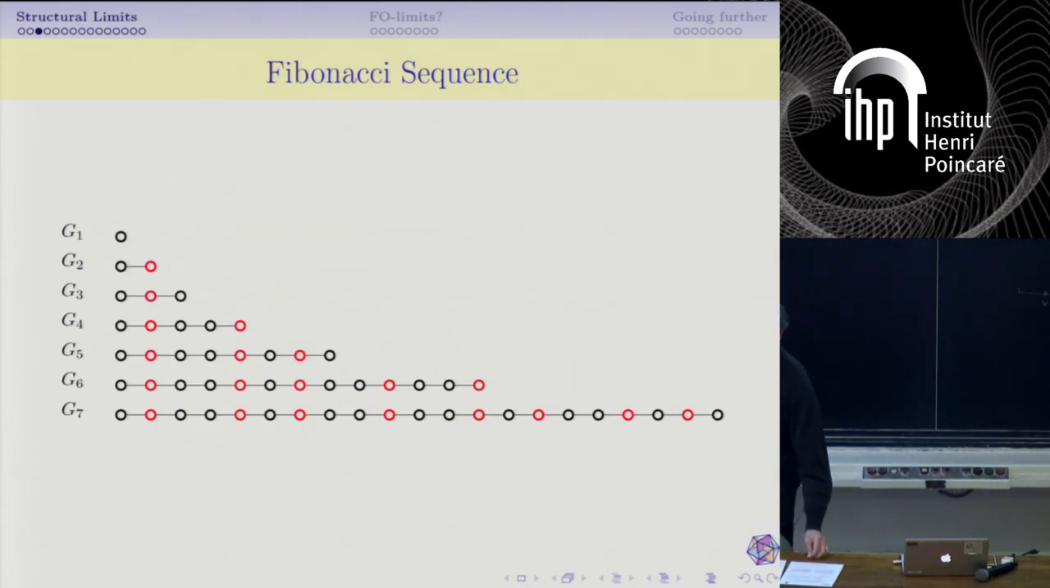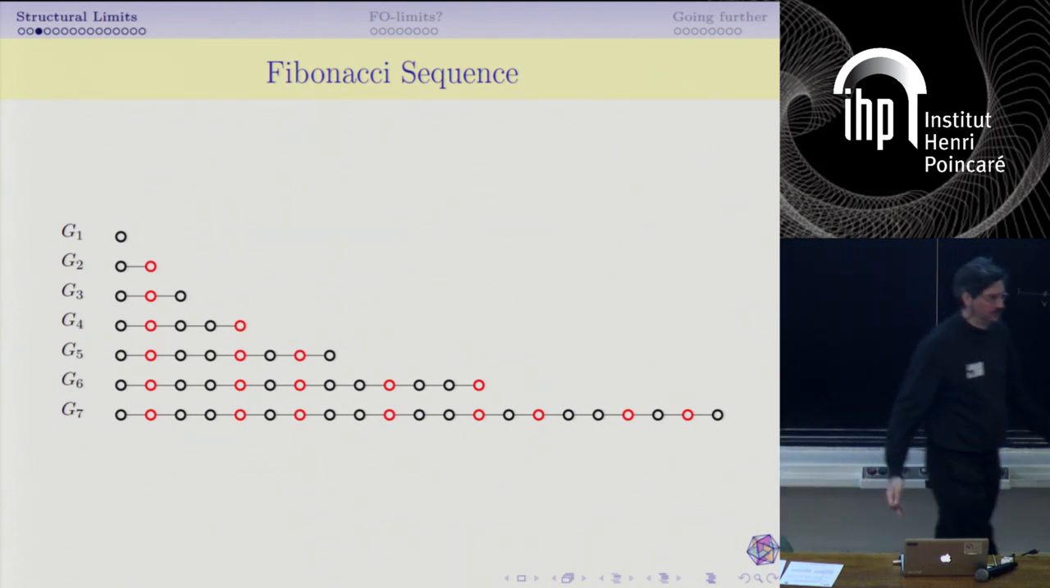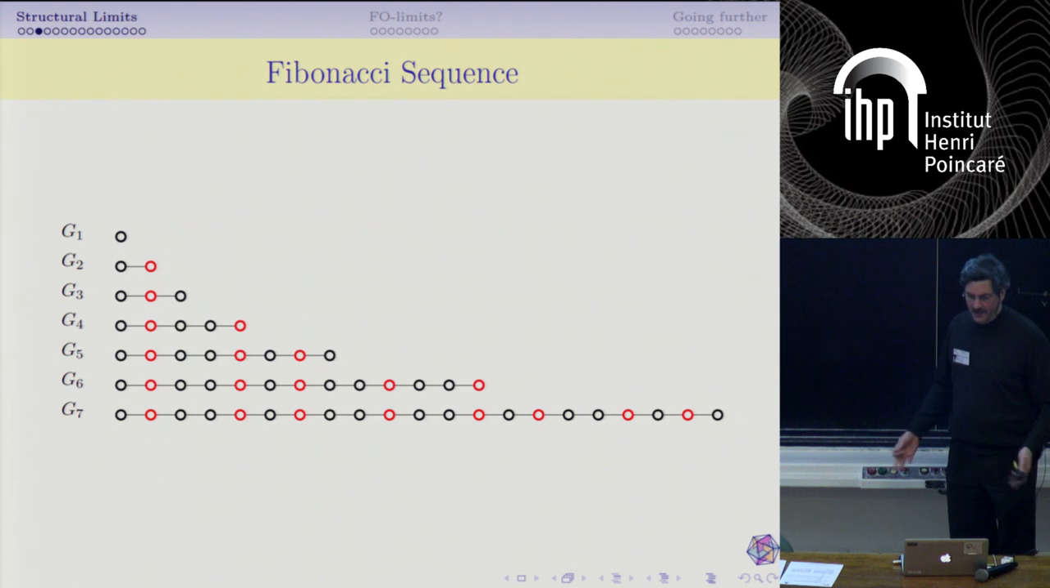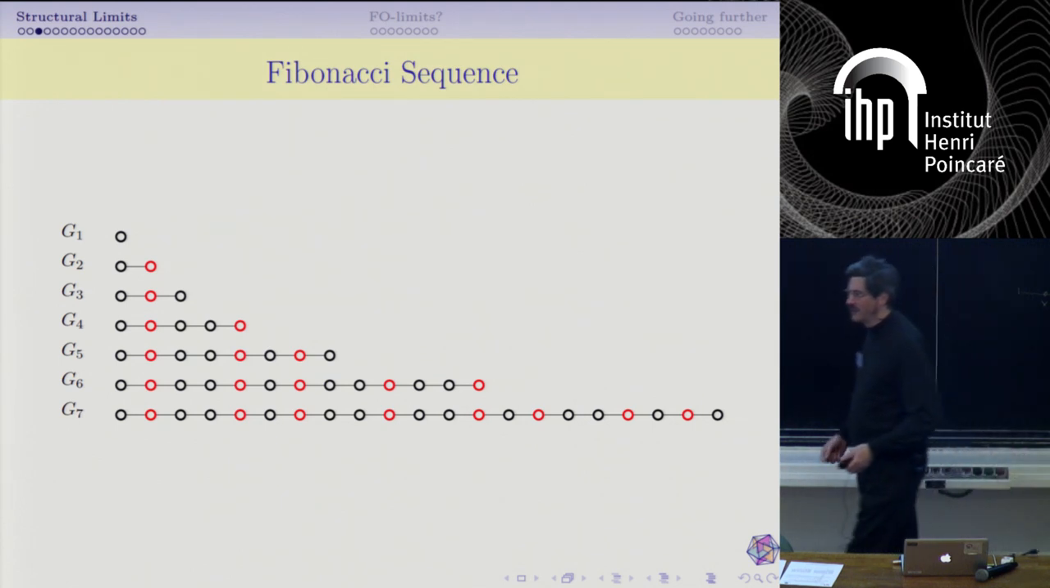Let's give some nice example. We consider the sequence of graphs with maximum degree 2. But to make the problem a bit more interesting, we color the vertices black and red, just to put some more difficulties. And I choose the so-called Fibonacci sequence. The Fibonacci sequence has this property that G6 is obtained by putting one after the other G4 and G5.